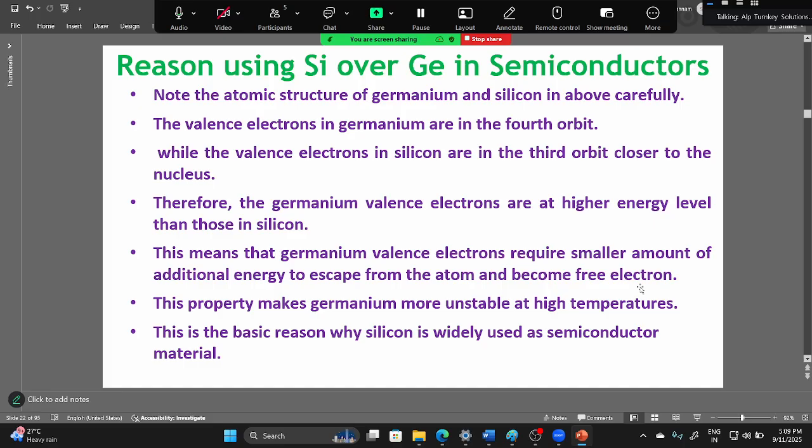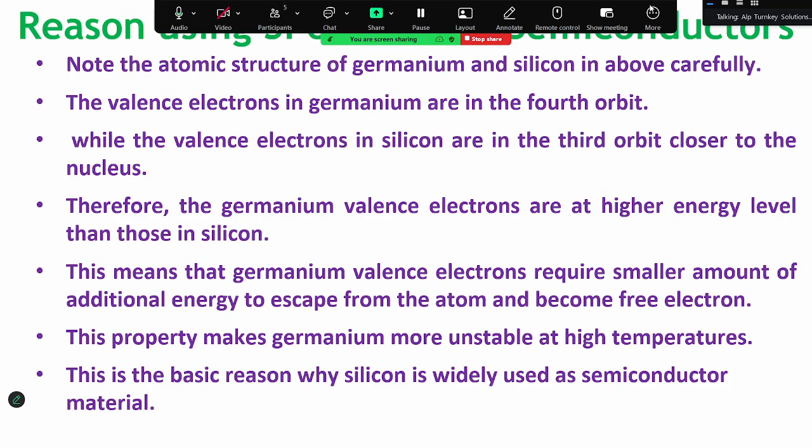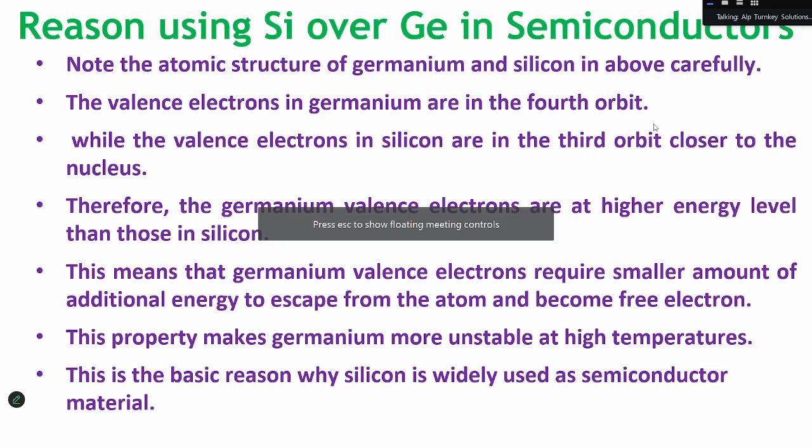Next, why do we prefer silicon over germanium? Before 1947, only germanium was used for making semiconductors. But later we needed to use ICs in different climatic conditions, and germanium can withstand only up to 100 degrees Celsius. It is unstable at high temperatures.